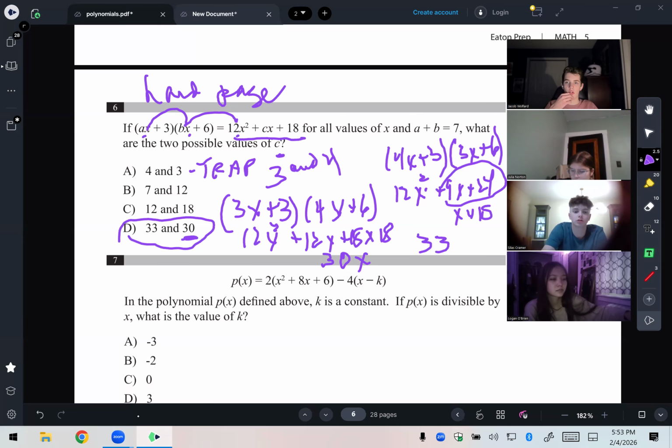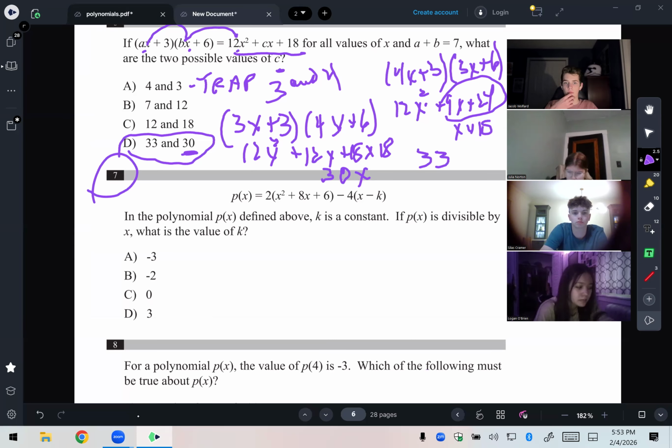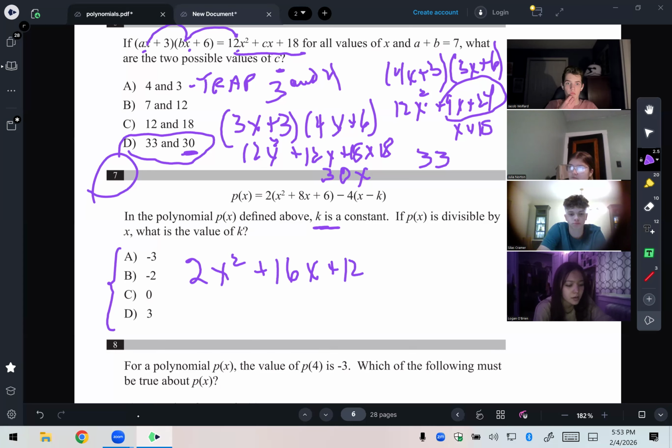So let's go to number 7, because we have to take you into deep water to get you the harder questions. So if we write this out, it says in the polynomial, P of x defined above, K is a constant. That just means it's a number. One of these 4. Could I put these answers in and see if it comes out? Sure. But let me write it out. So I'm going to distribute the 2. I'll have 2x squared. This is how your math teacher would do it, plus 12. Then distribute, I'll have minus 4x plus 4k.